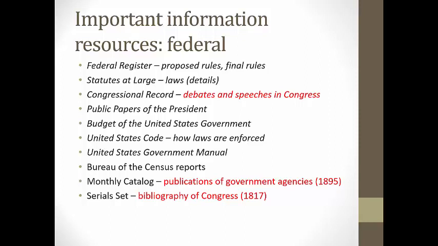We have the Budget of the United States Government. We have the United States Code, which is how laws are enforced. We have the United States Government Manual. We have the Bureau of Census Reports. We have the Monthly Catalog, which is a publication of government agencies that started in 1895. We have the Serial Set, which is a bibliography of Congress. It started in 1817.